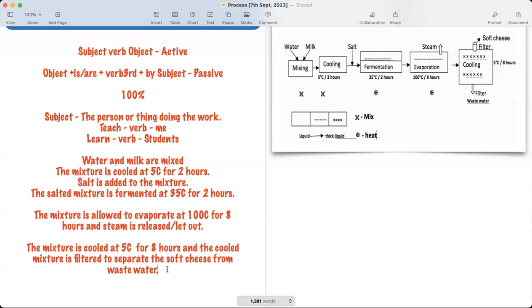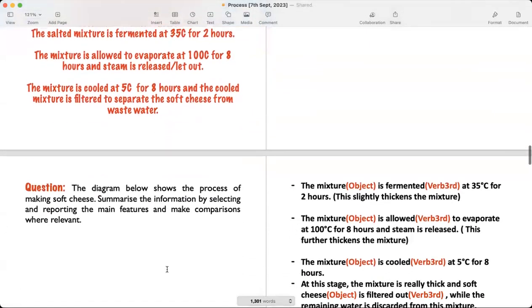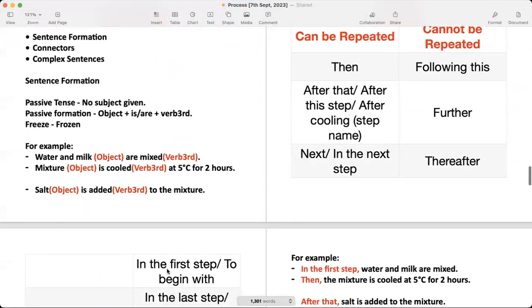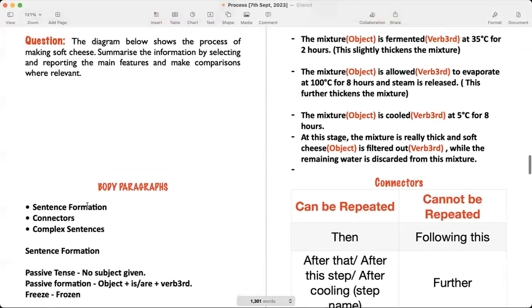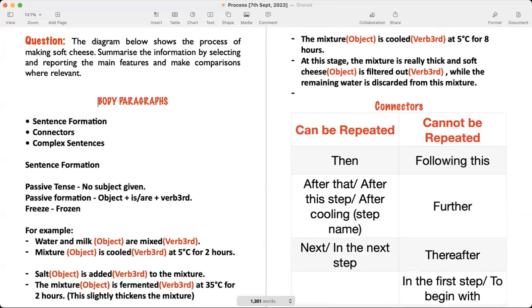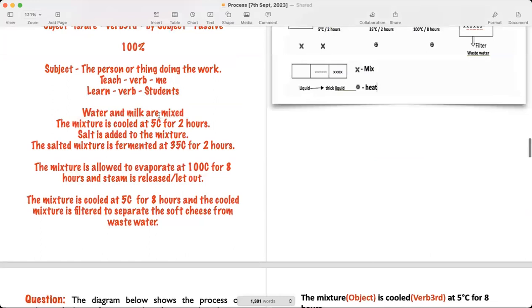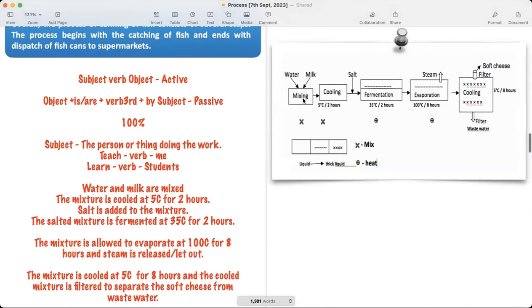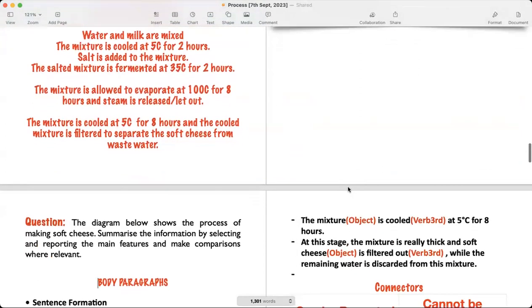Yes, sir. Okay, let's go next. So this is the sentence formation. If this is clear, we are going to move forward. I've made each sentence like this. Now I want to talk about connectors. Whenever we write sentences, we are not just going to write them. After that, we are going to write the next step. For example, in the first step, water and milk are mixed. After that, we are going to write a word. Then the mixture is cooled. Then salt is added. Then the mixture is fermented. But we don't want to repeat the word then again and again. So we have different connectors that we are going to use. So now I'm going to discuss the connectors.